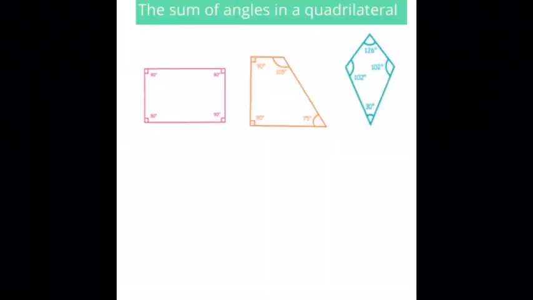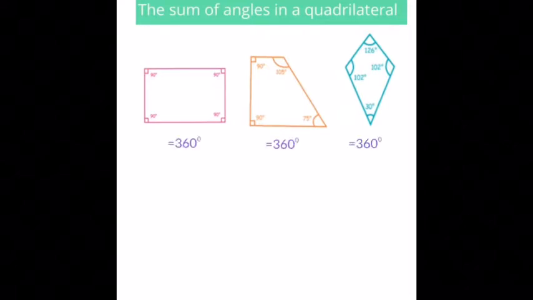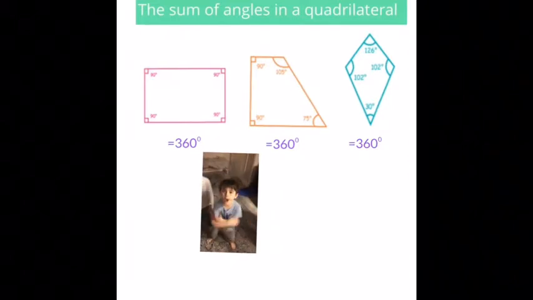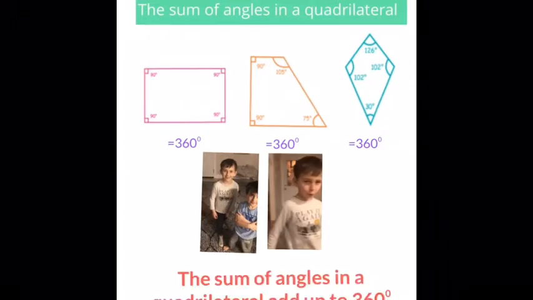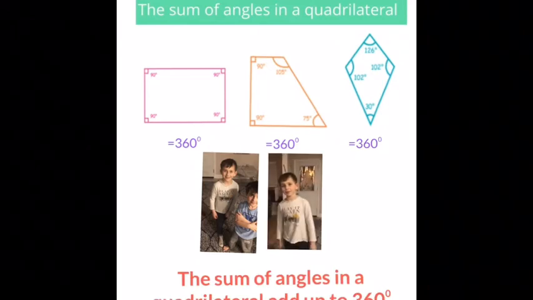What I would like you to do again is pause the video, add up the angles of these three quadrilaterals, and see if you can figure out the pattern for the sum of angles in a quadrilateral. Interestingly, they all add up to 360 degrees. Must be another coincidence? It's not a coincidence! Quadrilaterals add up to 360.